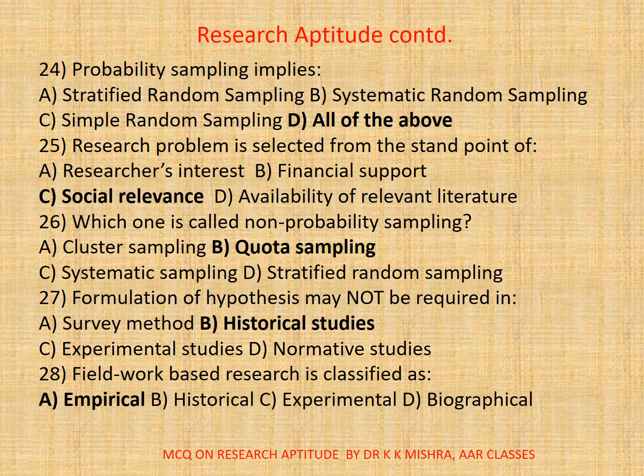All. 25. Research problem selected from the standpoint of. Correct option is C. Social relevance. 26. Which one is called non-probability sampling? So the correct option here is B. Quota sampling.